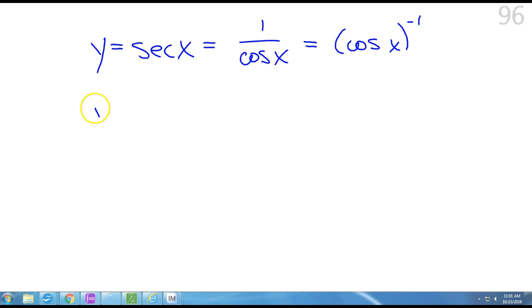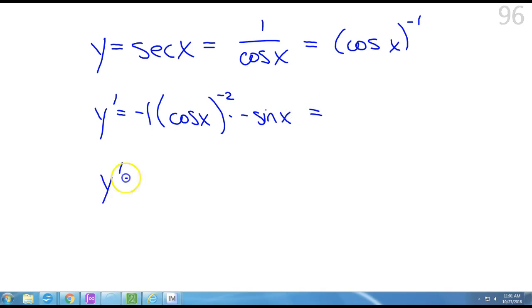So your derivative now: you have the negative 1, right? Bring that down, reduce the power by 1, so now it's negative 2. You leave the cosine alone, and then you multiply by the derivative of the inside. What's the derivative of cos? Negative sine. So if I rewrite that, it would be positive sine of x over cosine squared of x.